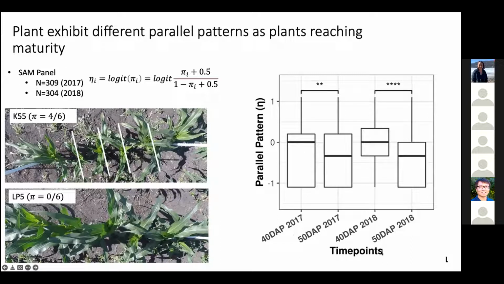So as you can see in the right figure, in both years, at 40 days after planting, the median is at 0, which means about 50% of the plants in a row exhibit this parallel pattern. And consistently, at the later developmental stage, at 50 days after planting, there is a significant decrease in the median from 0 to about minus 0.3. So it drops from 50% to 30% of the plants that exhibit the parallel pattern.